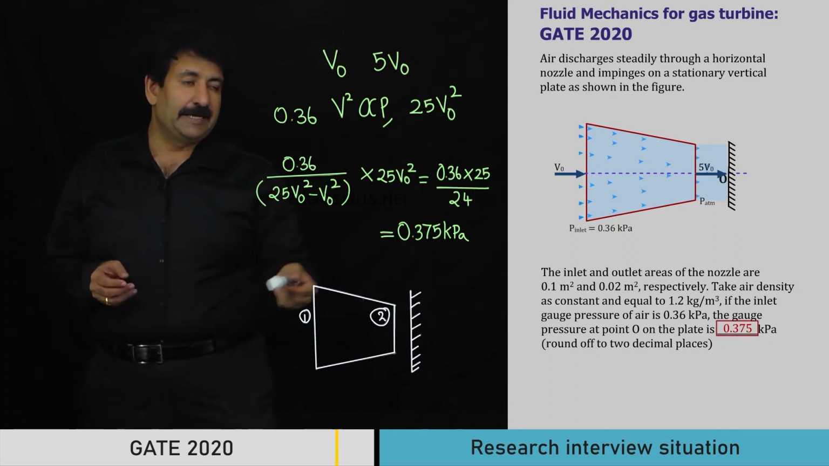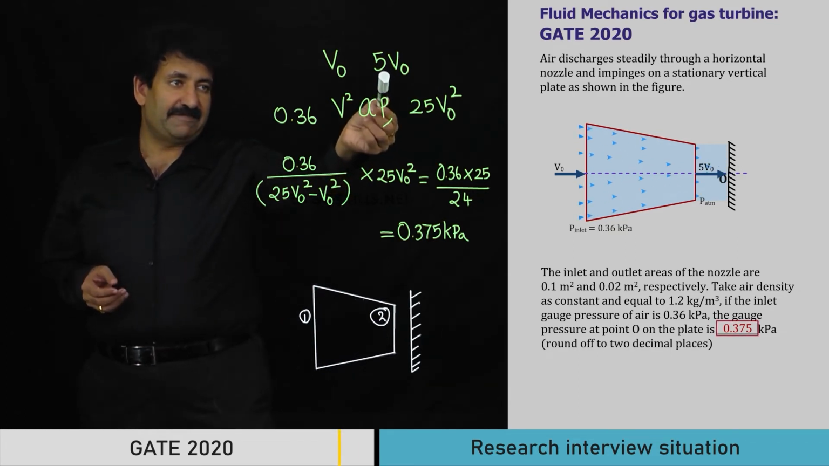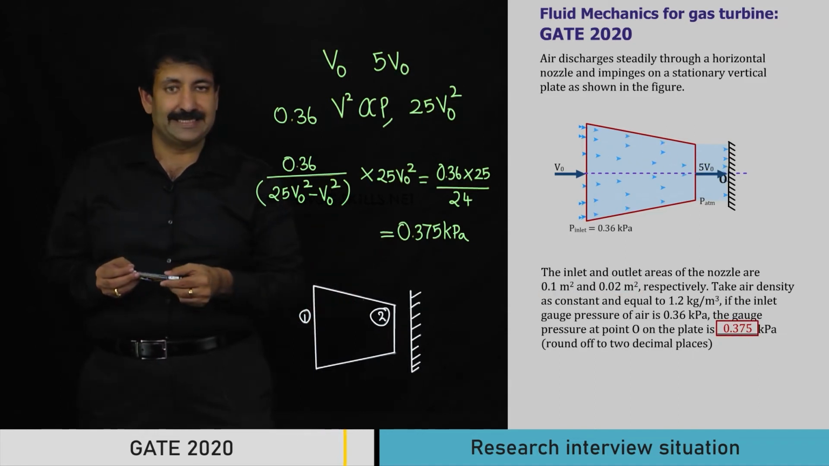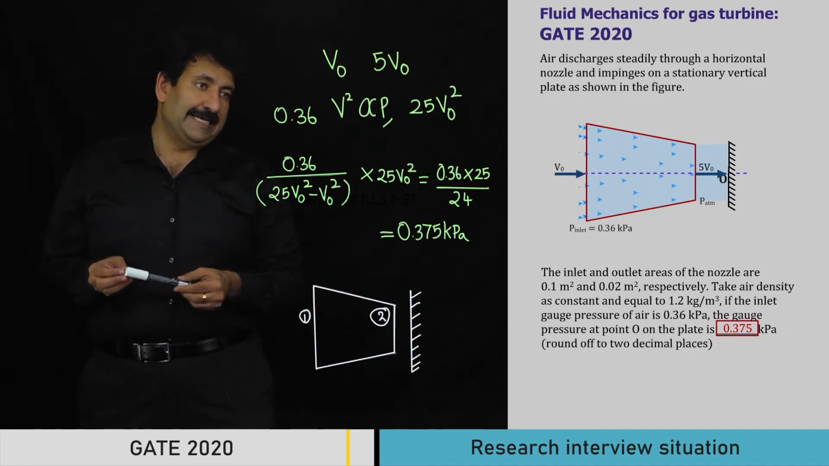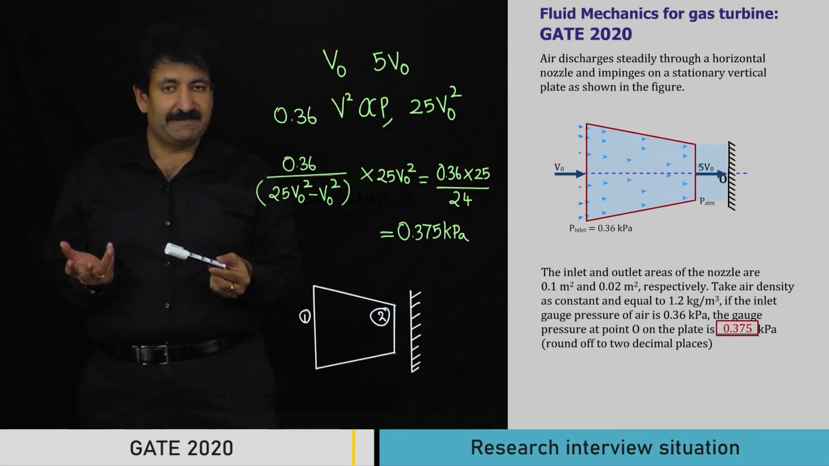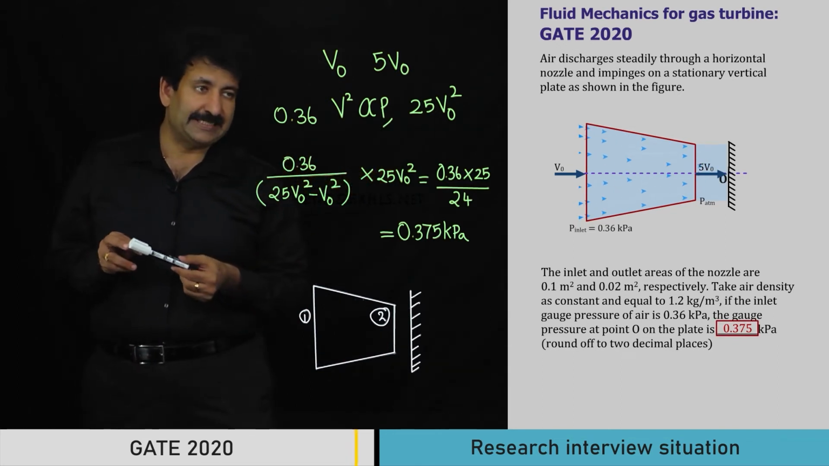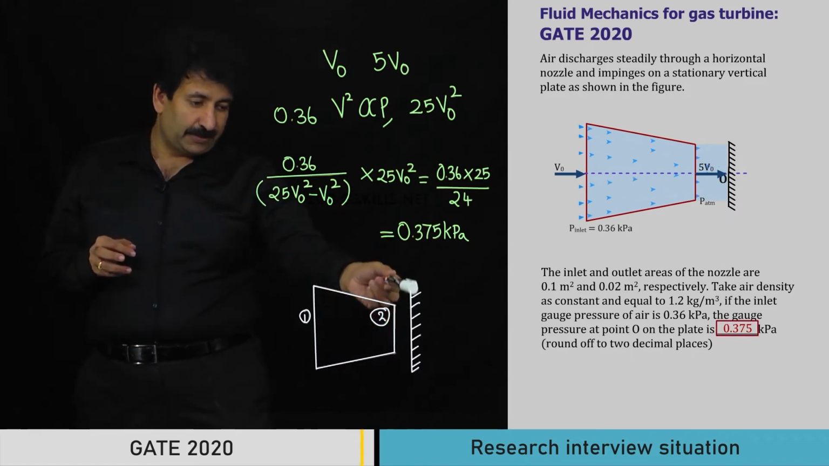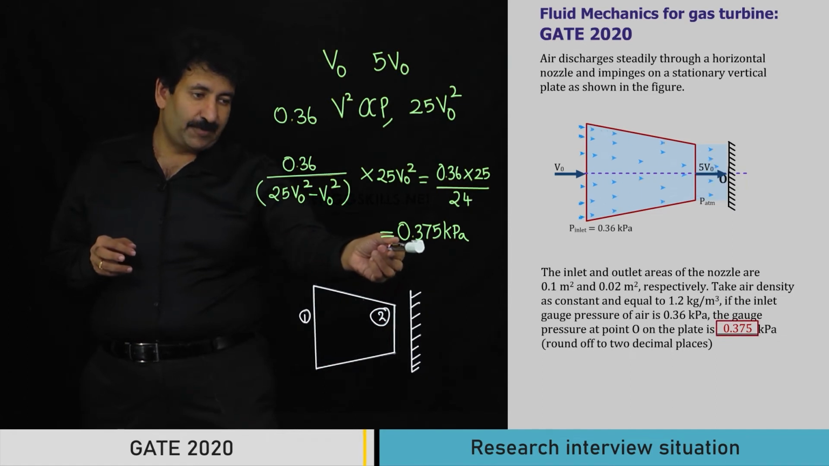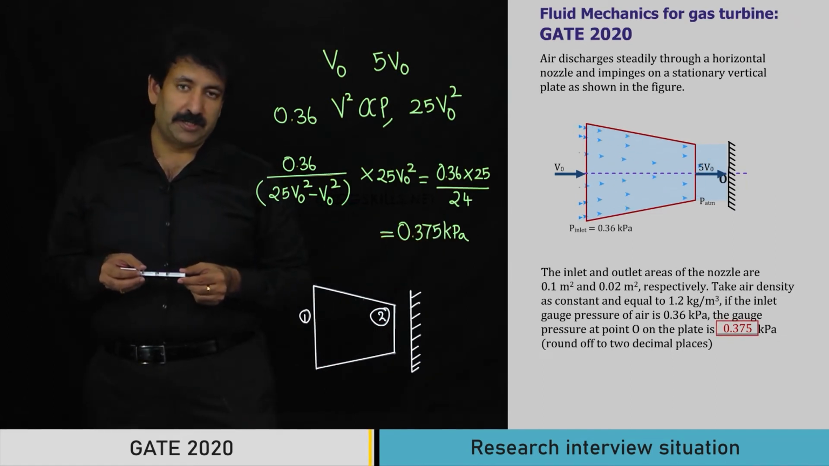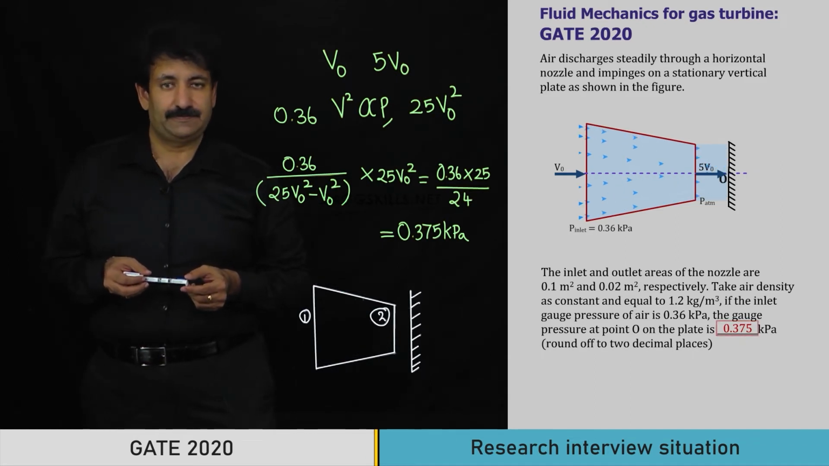Straight away you can reckon, because increase in velocity 5 times is a very straightforward reckoning from the figure, because as area decreases 5 times, and then the pressure is proportional to velocity square is also a very fundamental understanding in fluid mechanics. So therefore the pressure that is exerted on the static wall is 0.375 kilopascal. Now let's move on to a research situation in fluid mechanics.